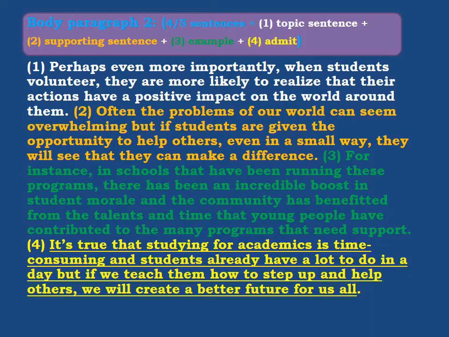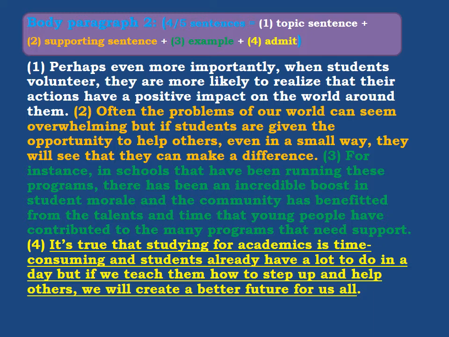Okay, so this is the second topic sentence. Now we want to explain it, to support it. Often the problems of our world can seem overwhelming, but if students are given the opportunity to help others, even in a small way, they will see that they can make a difference. See here, this is the idea: they can make a difference, contribute to the community. You remember that? So this sentence is making the topic sentence a little bit clearer, and it supports it.